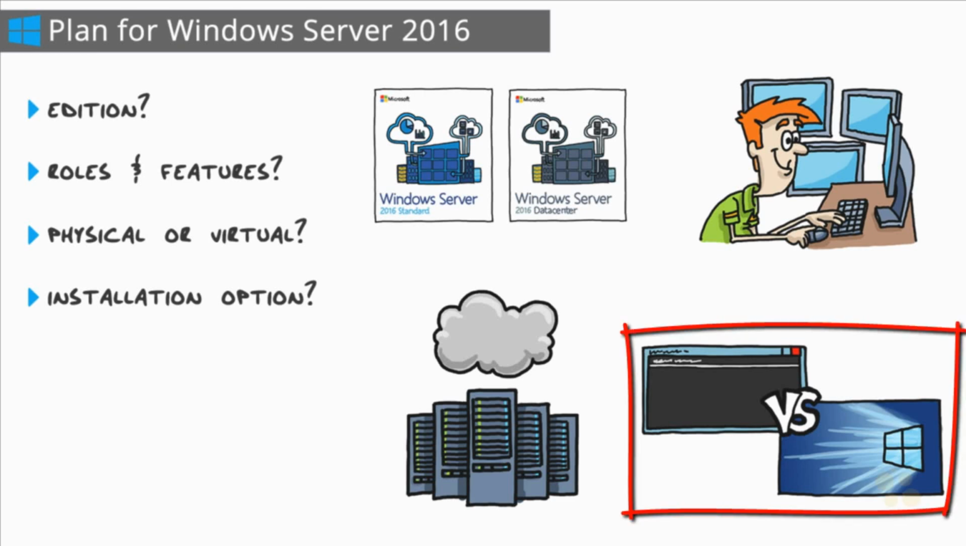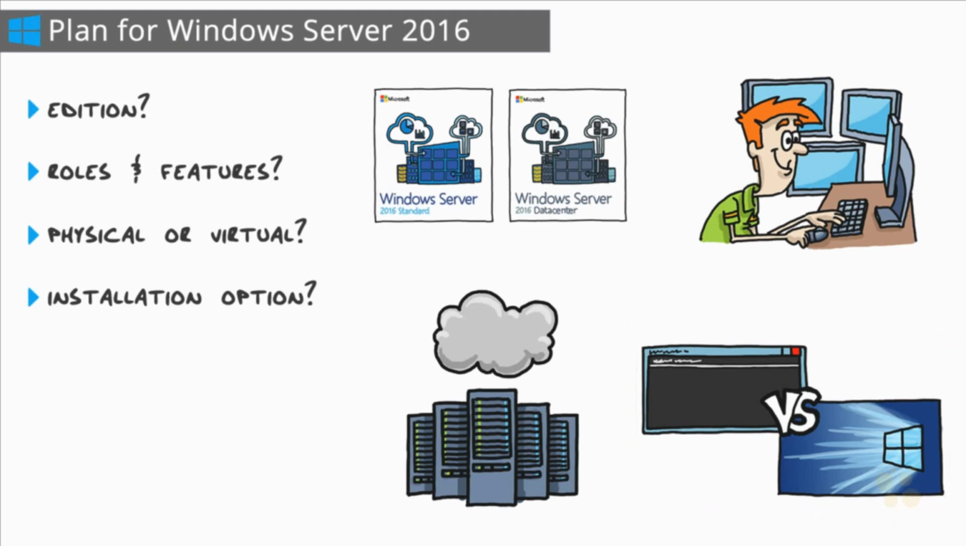And finally, what installation option do we need? We have 3 of them now in Server 2016. We have the Desktop Experience, which is the full GUI. We have Server Core, which is a command line only, lightweight version of the OS, and we have the brand new Nano Server, which is an extremely small, lightweight, and headless version of the OS. Your decision there will also depend on the workload that's running on these machines and how you plan on managing it down the road.